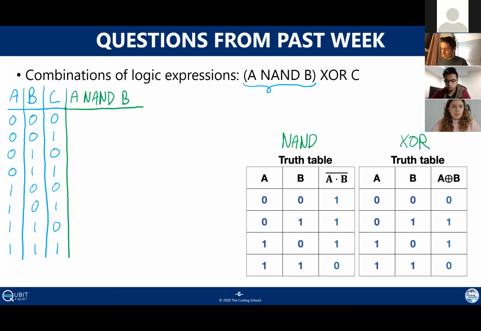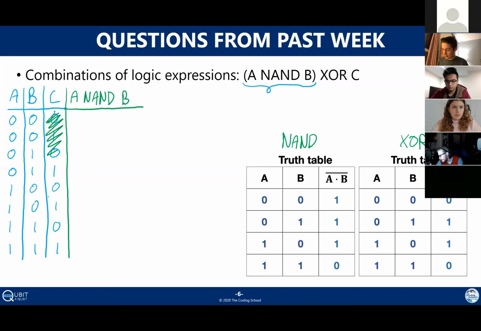Notice that our expression is A NAND B. It has nothing to do with C. So just for clarity, I'm going to scratch out C because we don't actually care about that column for this computation. Now I'm going to fill out this A NAND B column according to the NAND truth table. Let's look at our first row. A and B are both 0, so the corresponding row in our NAND truth table means that A NAND B is going to be 1.